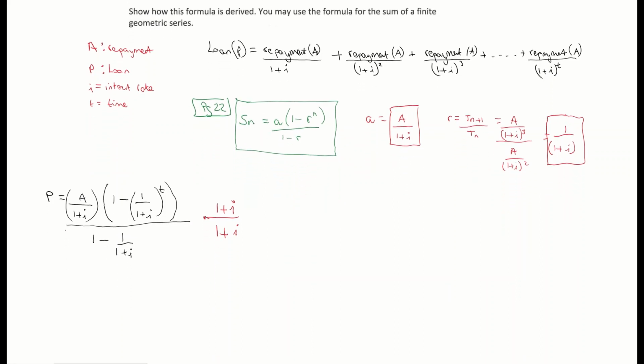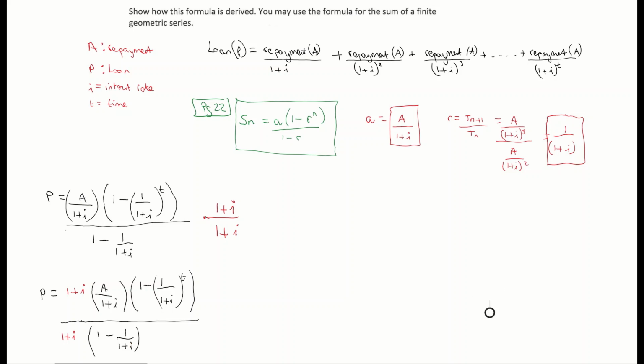So my new loan repayment is going to be: payment is equal to, and I'm now going to multiply this by 1 plus i on the top, so it's been multiplied now by A over 1 plus i times my 1 minus 1 over 1 plus i, all to the power of t, close my bracket. And on the bottom of my fraction, I'm also multiplying it by 1 plus i, because if I do it to the top, I must do it to the bottom. I have to keep it equivalent, and I'm multiplying that then by 1 minus 1 over 1 plus i. And now I'm just going to multiply in that 1 plus i.